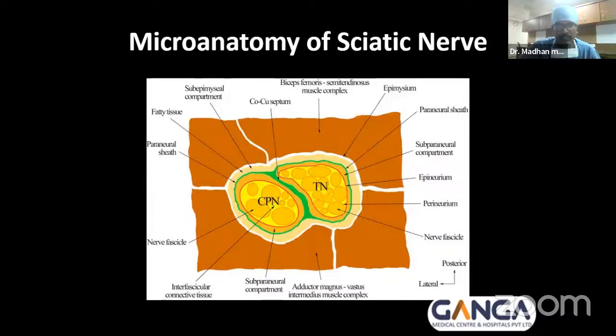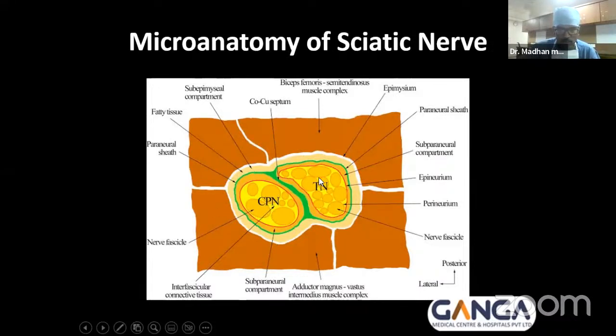Coming on to the microanatomy of the sciatic nerve, this is one of the important points to be noted in the popliteal sciatic region. As you can see here, the popliteal sciatic region has two compartments: one is the subepimysial perineural compartment and the other is the subparaneural compartment. As you can see in this picture, this green line is the paraneurium, the paraneural sheath.